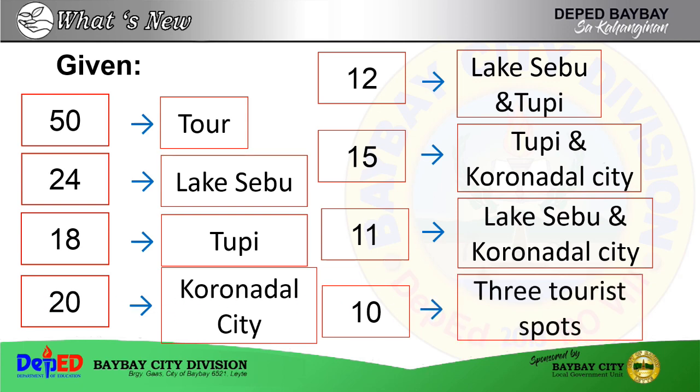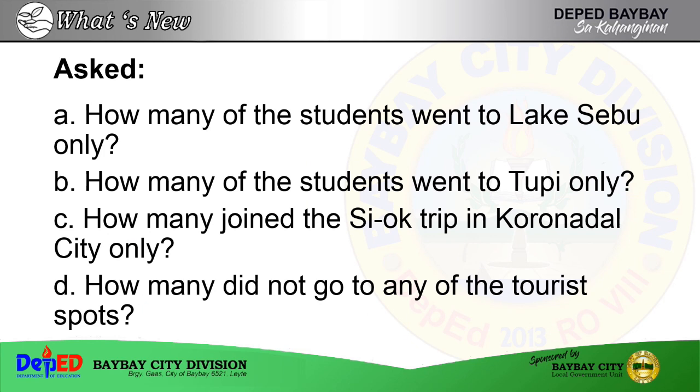What is being asked? First, how many of the students went to Lake Cebu only? Second, how many of the students went to Tupi only? Third, how many joined the trip in Koronadal City only? And last, how many did not go to any of the tourist spots?